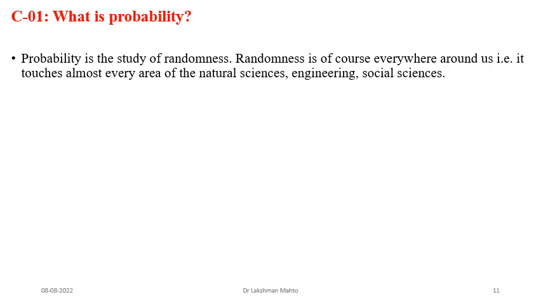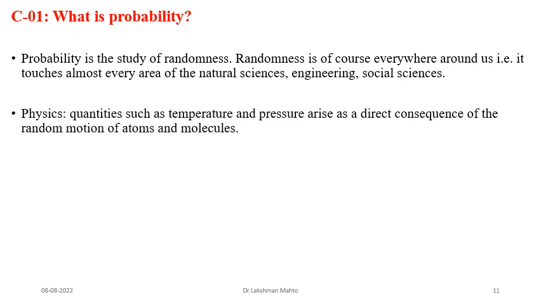For example, if you take physics, you observe physical quantities like temperature and pressure. If I ask how these physical quantities come about, they are the outcome of random motion of molecules and particles. If you observe any substance, whether solid, liquid, or fluid, meaning something which can flow, like air and liquid, the temperature or pressure there is the outcome of random motion of the molecules within that substance.